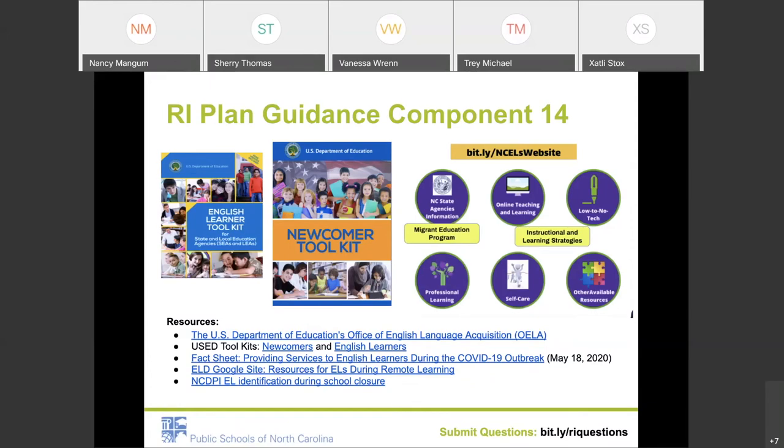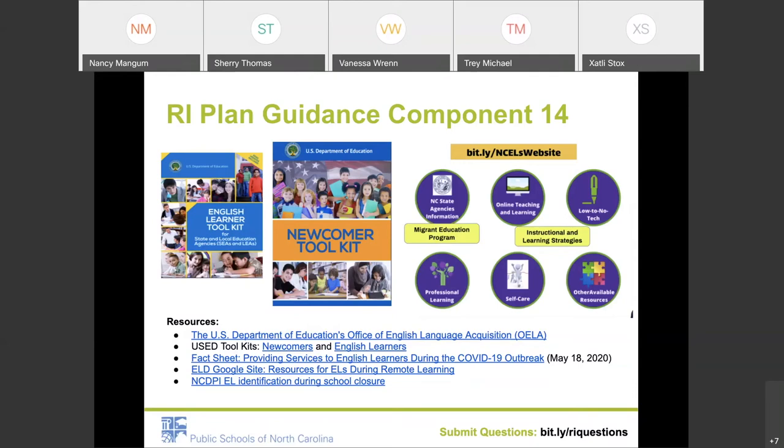And the resource that we have shared will include different updates from the federal program administrators that work for this specific population, and things that might help those families that are farm workers, agriculture workers that you might have that are also identified as English learners.